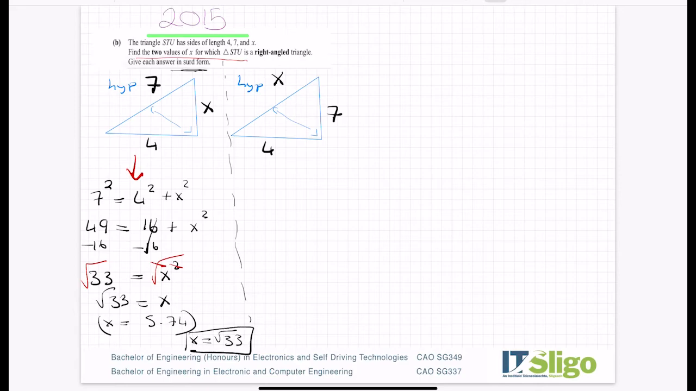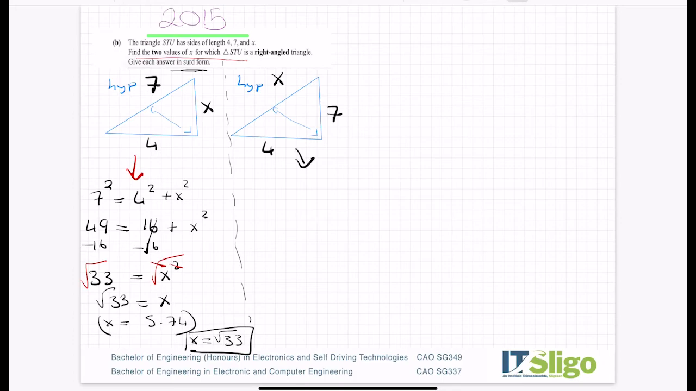Why did I bother changing it to decimal though? I just wanted to make sure my calculation was right and that the x value was less than the hypotenuse. So 5.74 is smaller than 7. That feels right. It's very hard to know from root 33 whether that's less than 7. So you don't have to write down this bit on your paper. You can just do it on the calculator if you want, but it's a good check to make sure that side is less than the hypotenuse. So that's one value of x.